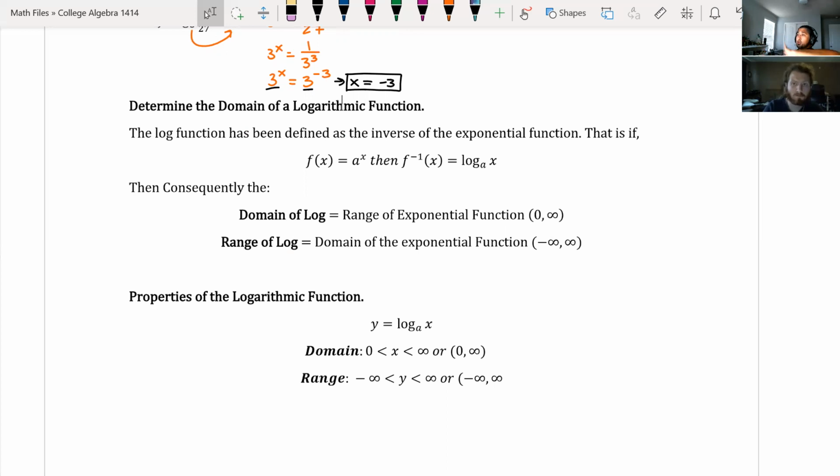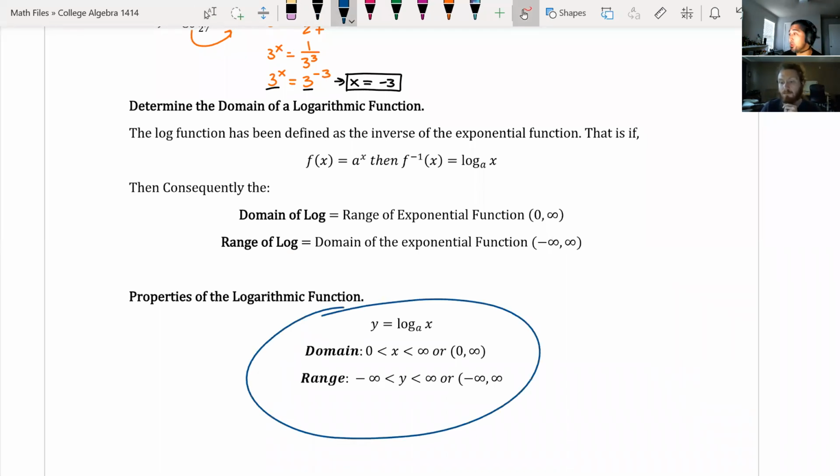Remember, with inverses, your domain and range switch places. So the domain of the log will now be 0 to infinity. The range of the log will be the domain of the exponential function, which is all real numbers. To state it again, here are the properties of your common log function. The domain is 0 to infinity, and the range is -infinity to infinity. Okay, so this means you can't find the log of a negative number.